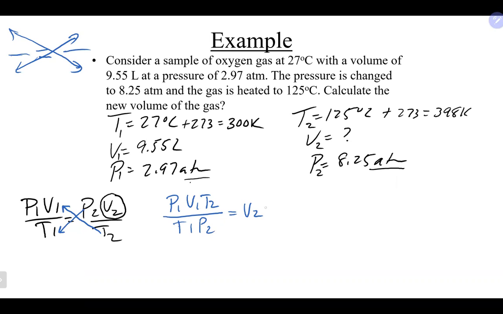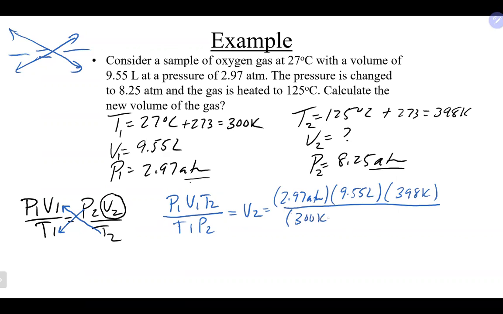Putting everything in the correct location here, our P1 is 2.97 atmospheres. Our V1 is 9.55 liters, and our T2 goes up on top, 398, divided by our T1, which is 300, and our P2, which is 8.25 atmospheres.